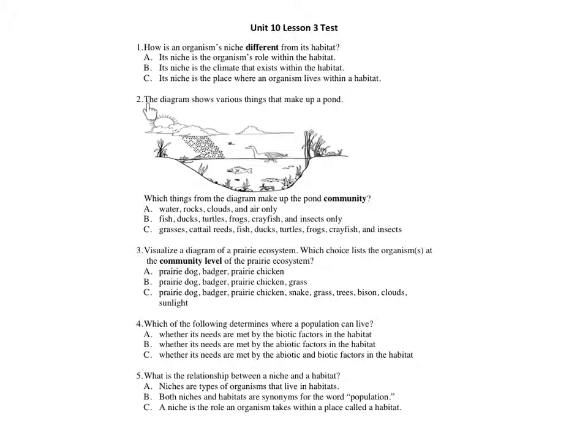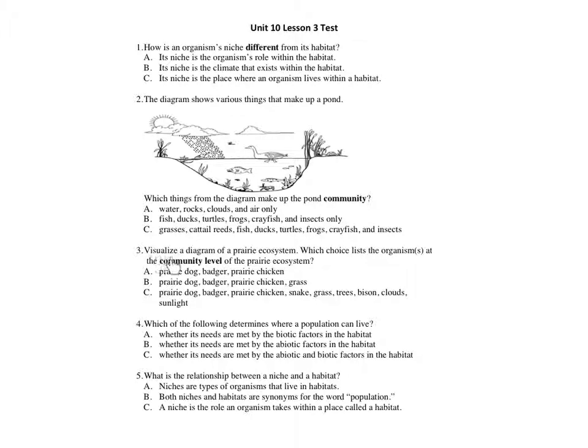Number 2. The diagram shows various things that make up a pond. Which things from the diagram make up the pond community? A. Water, rocks, clouds, and air only. B. Fish, ducks, turtles, frogs, crayfish, and insects only. C. Grasses, cattail reeds, fish, ducks, turtles, frogs, crayfish, and insects.